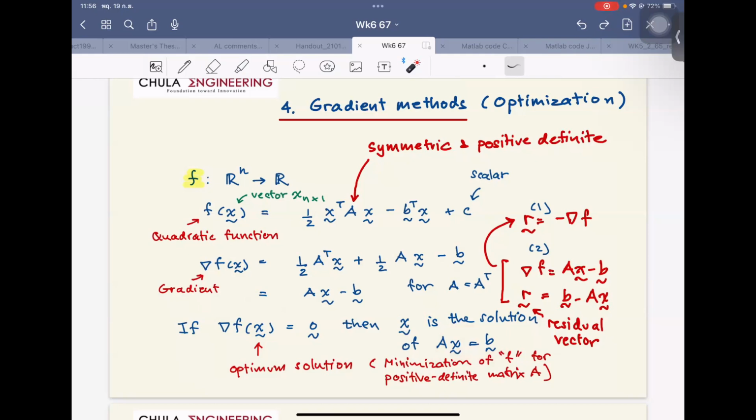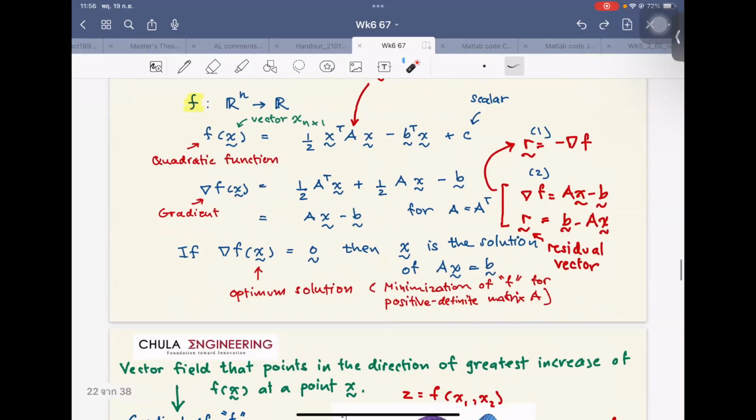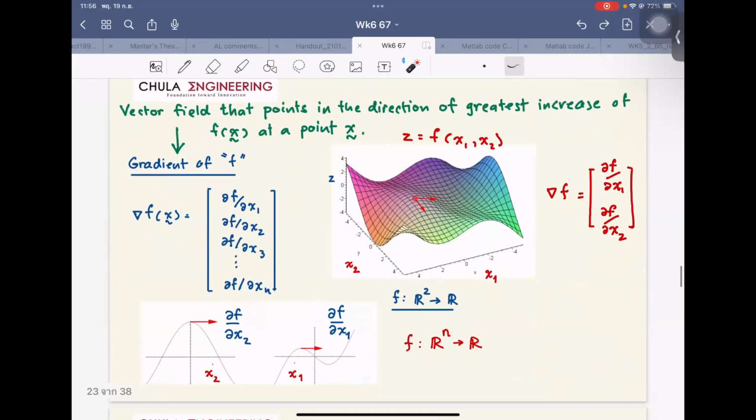So the strategy for the gradient method is to look at the gradient of the quadratic function. We will come back here later.